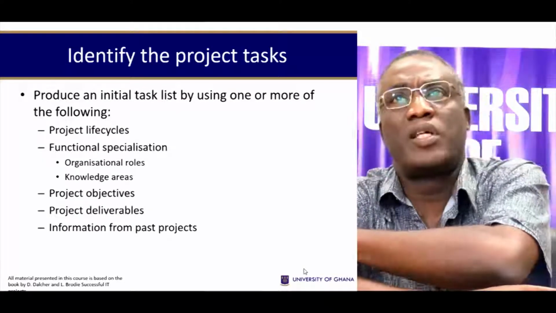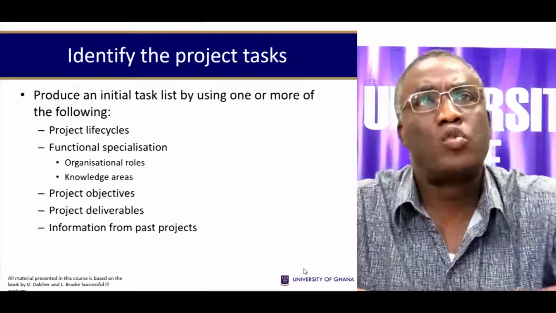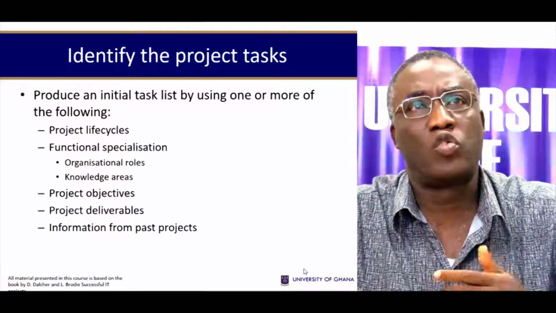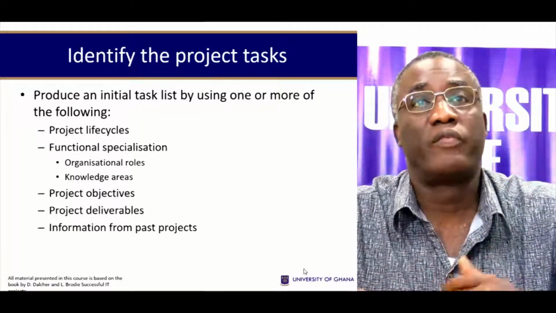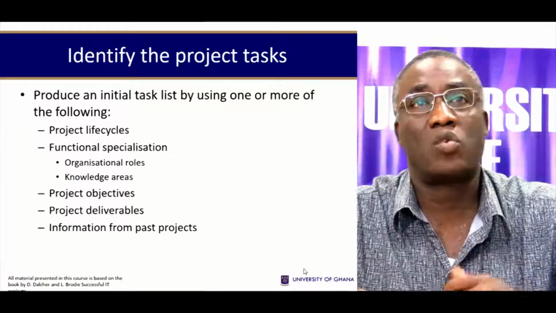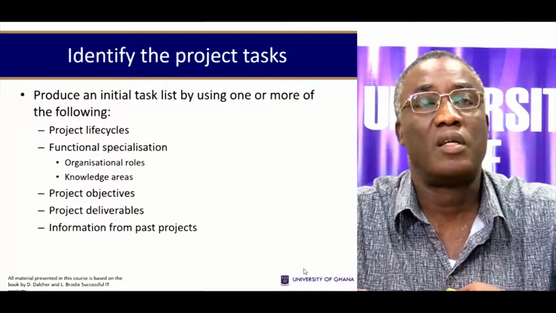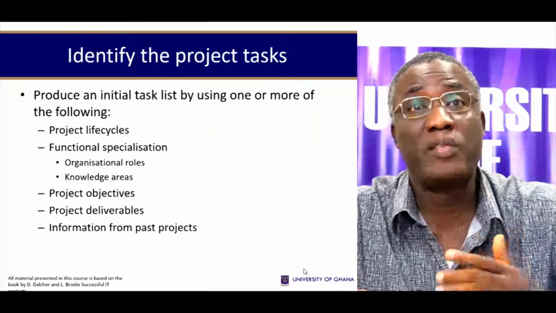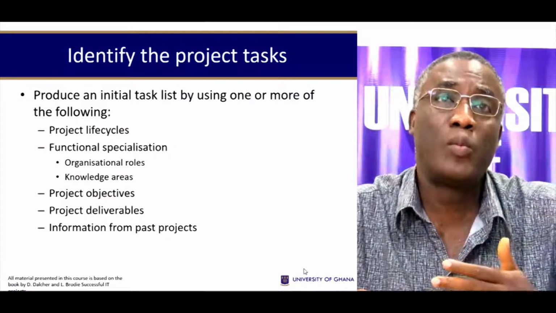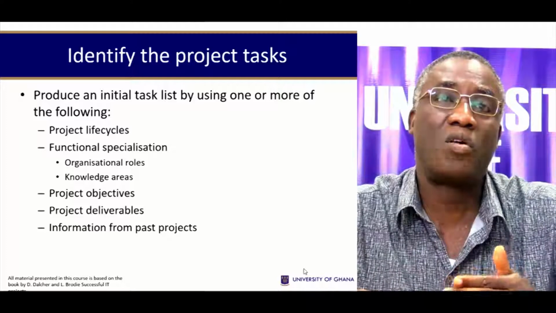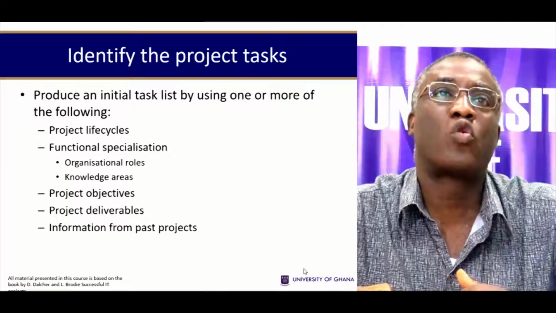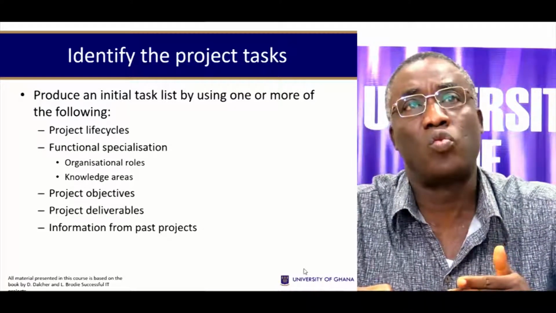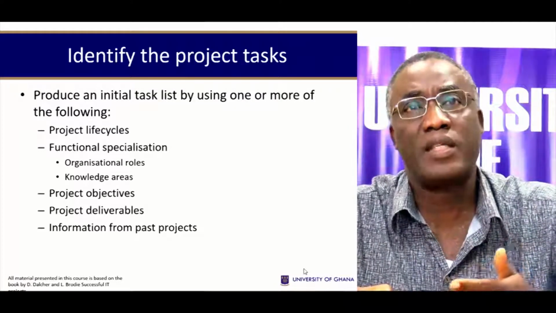How do you identify the project tasks? You need to produce an initial task list by using one or more of the following: the project life cycle, functional specializations, that's organizational roles, knowledge areas, the project objectives, project deliverables, and also information from past projects. That would help you to make a list of the tasks that may be required. Remember that when you make this list, it's not cast in stone. You can always go back and revise it.